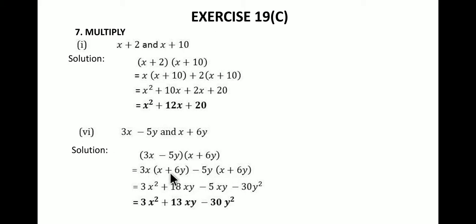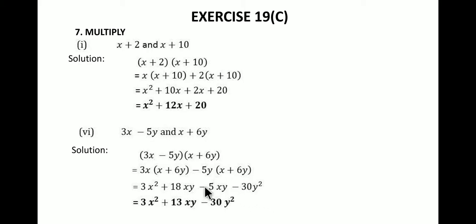So multiply 3x with x, you will get 3x squared. Plus into plus is plus, 3x into 6y will give you 6 times 3, 18, x times y, xy. Now here there is a minus, so you need to be careful with the minus sign. 5y times x gives you 5xy, and minus into plus will give you minus. And plus into minus over here, this plus will change its sign because of this minus sign, so it becomes minus. 5 times 6 is 30, y times y is y squared.